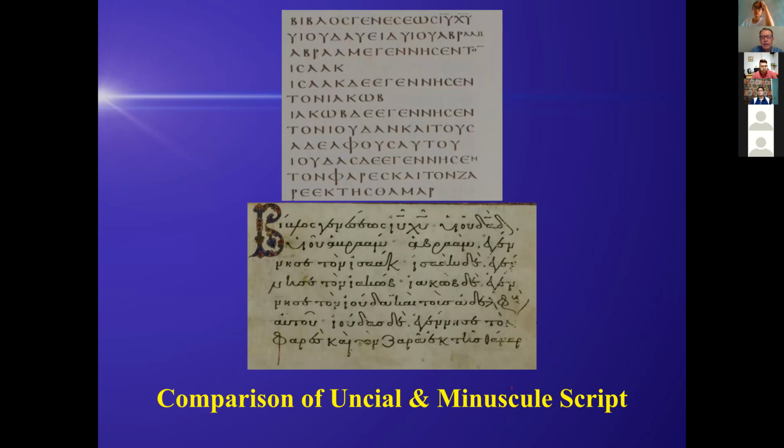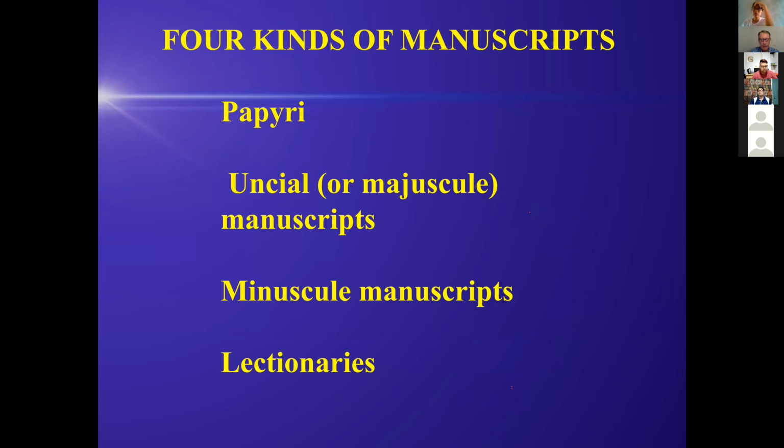And then we have lectionaries. These were scripture passages used in the worship of the church. Now the lectionaries date from the 8th to the 16th century. And they are designated by a cursive L followed by a number. So the papyri are the oldest. Uncials went from the 4th to the 10th centuries, minuscules from the 9th century and later.